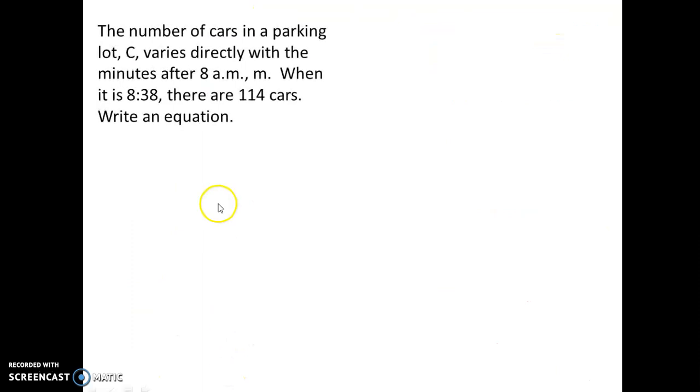Let's try one here. The number of cars in a parking lot C varies directly with the minutes after 8 a.m., which are going to be represented with M. When it is 8:38, there are 114 cars. Write an equation. So begin by figuring out, well, the equation. This is direct variation. So let's write a direct variation equation. I'm going to use k now instead of a because sometimes you're going to see k, so let's get you guys used to that as well.